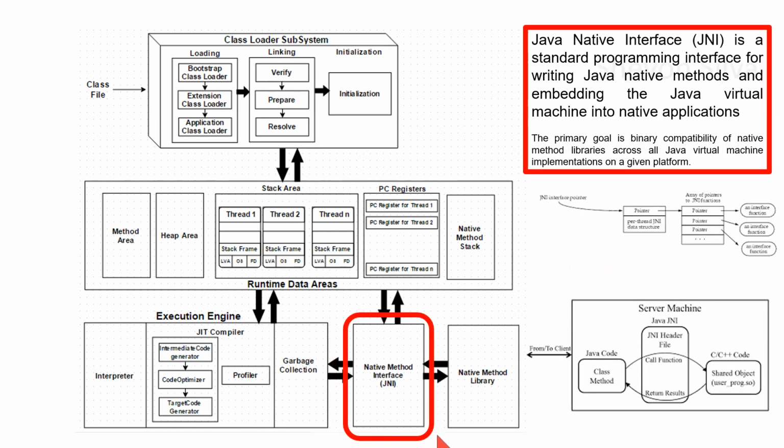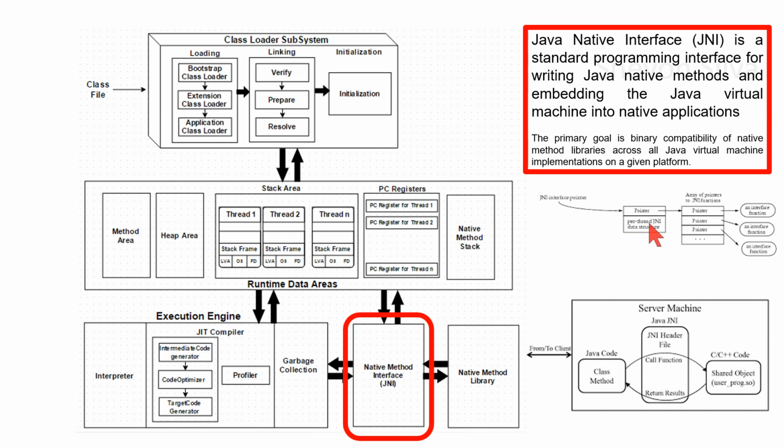Now we are focusing on the Java Native Interface, which communicates with the Java runtime areas, the execution engine and the Java method library. The Java Native Interface is a standard programming interface for writing Java native methods and embedding the Java virtual machine into native applications. The primary goal is binary compatibility of native method libraries across all Java virtual machine implementations on a given platform. Here you can see a JNI interface pointer.